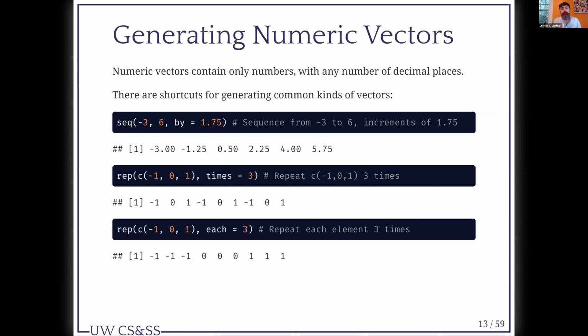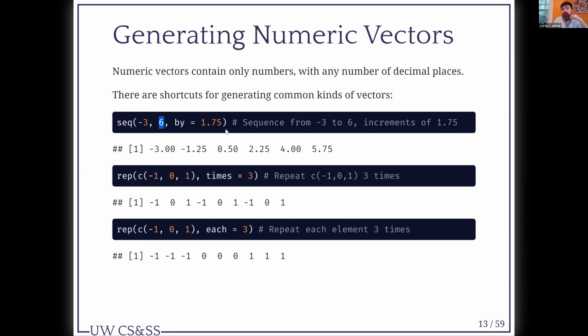Okay, so generating numeric vectors. Numeric vectors contain only numbers with an arbitrary number of decimal places. There are shortcuts for generating common vectors you might want to use. Sequences are really common. Let's say I want the sequence beginning at -3, finishing at 6 in increments of 1.75. That's the syntax there: sequence from -3 to 6 by 1.75. You'll notice here it begins at -3, but it finishes at 5.75 because that is as high as it can go without passing the second number given to it.